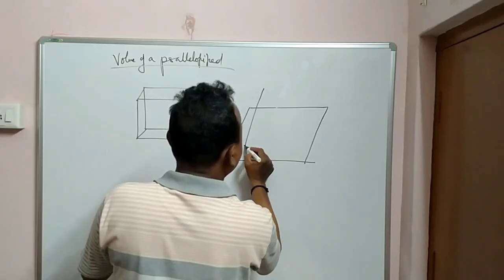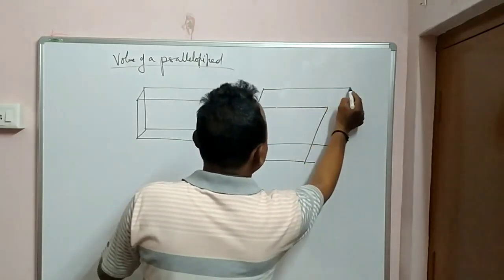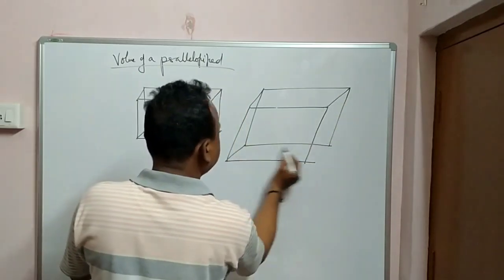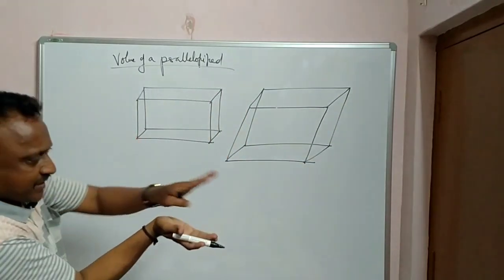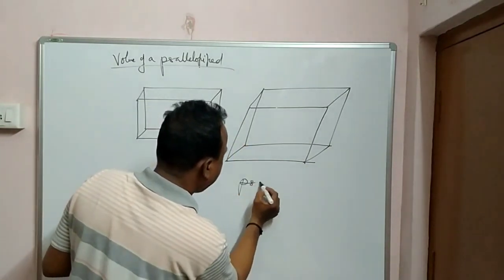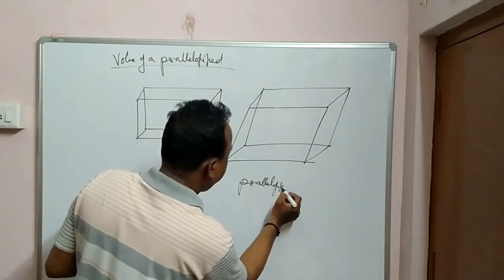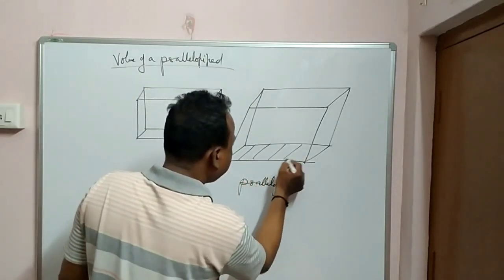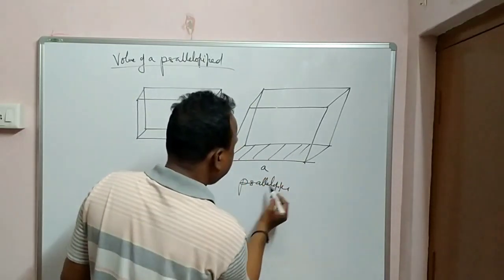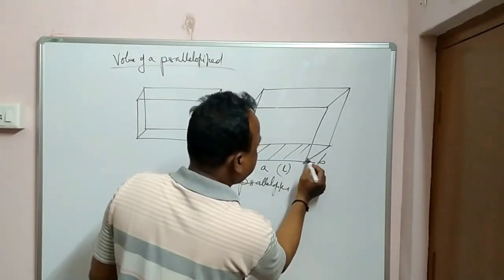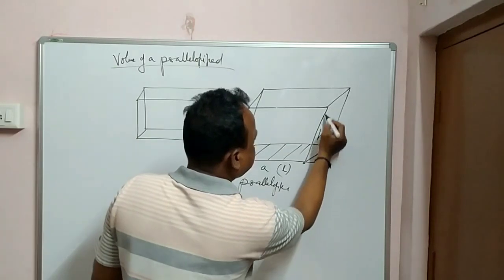Clear? See here. If you bend a little rectangle keeping the base constant, you bend it like this, that is shear. This is a parallelopiped. So here you can see this is the base area, for example this is A. Length you can take as L, breadth you can take as B, and this you can take as height H.